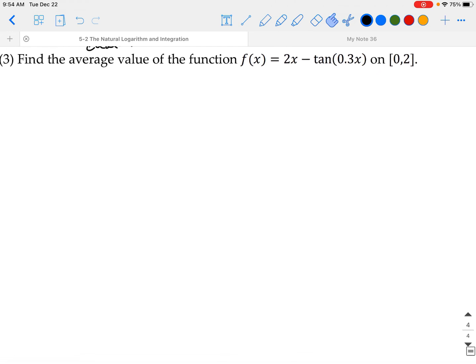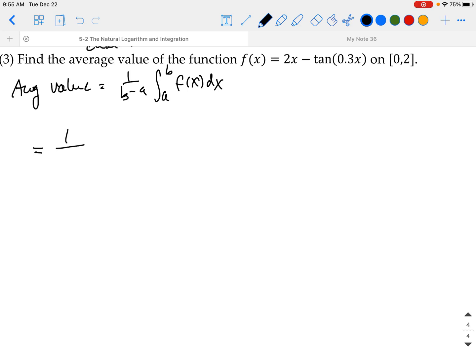So find the average value of the function. We'll just recall that average value is equal to 1 over b minus a, integral from a to b of f of x dx. So it's the average of the antiderivative values, or just the area under the curve, if we want to think of it that way. So in this example then, we're going to get 1 over, our interval is 0 to 2, so b minus a is just going to be 2 minus 0, integral 0 to 2, and then f of x, so 2x minus tan 0.3x dx.